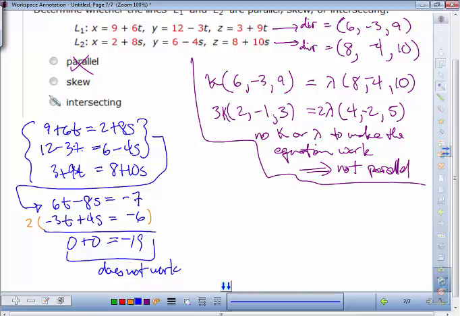And remember, what we're looking for is to see if they intersect. So it doesn't work, so it looks like the graphs don't intersect. The lines do not intersect.